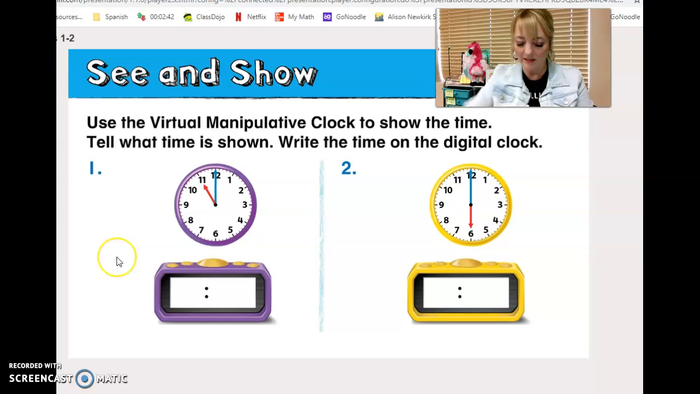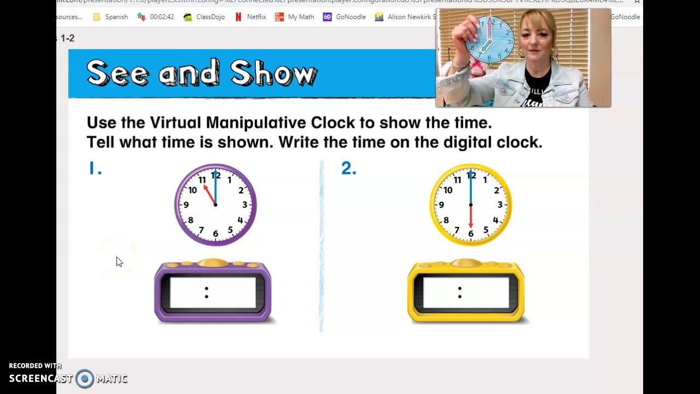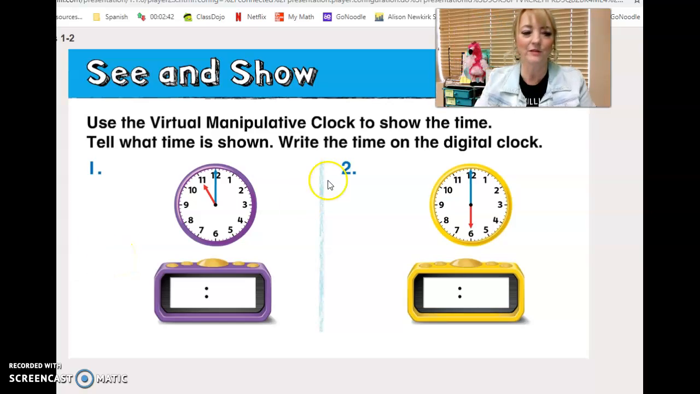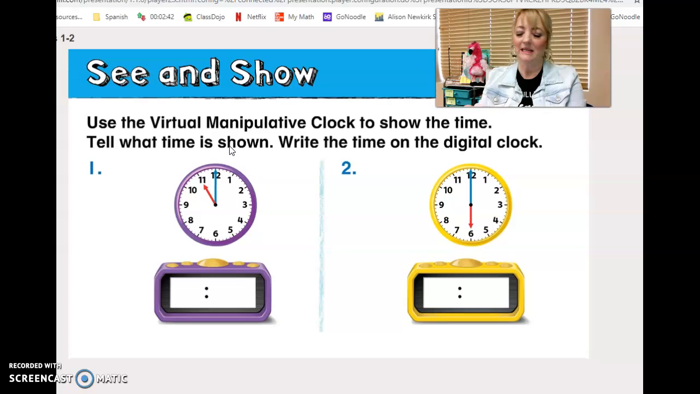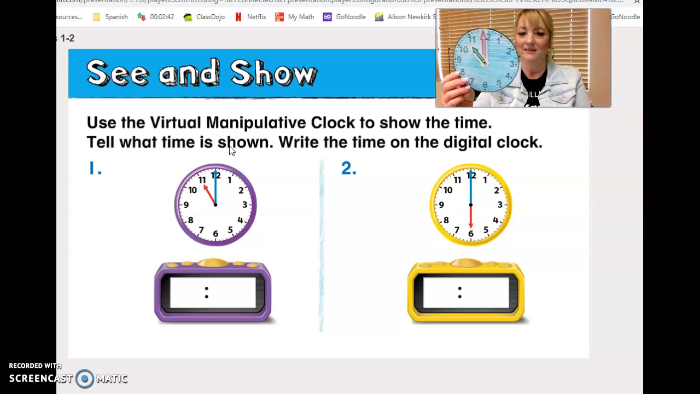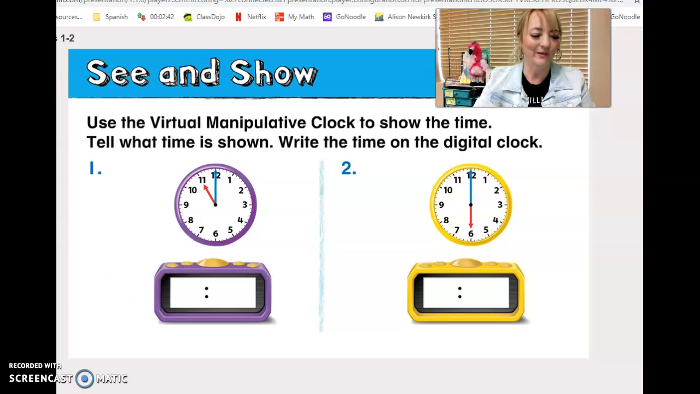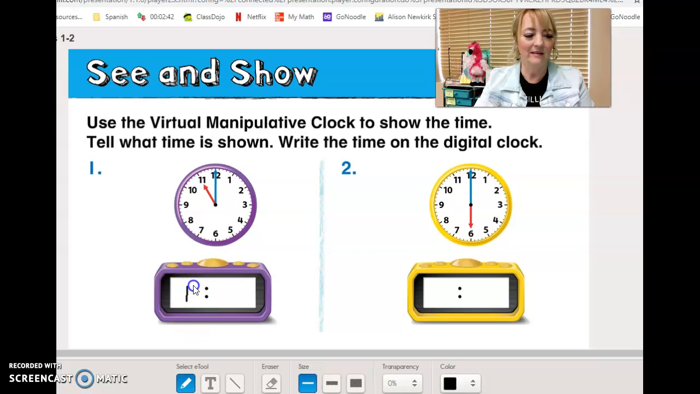Okay, now we're going to use our clocks and the digital clock, and we're going to write the time on the digital clock. So first let's practice showing this. What time does it show on number 1? See, the hour hand is pointing to the 11, and the minute hand is pointing to the 12, so that tells us 11 o'clock. So let's write 11 o'clock.